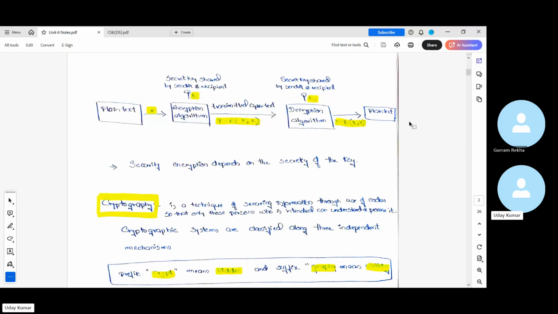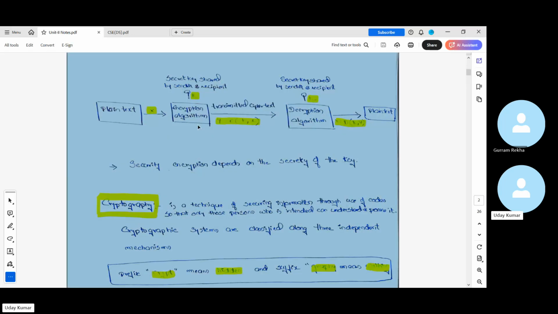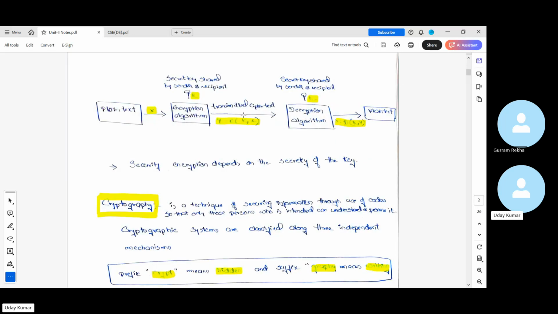So this is the diagram. Plain text X is the input given to the encryption algorithm. In parallel, you are giving the key as well. So this is the key, students, and once you get the ciphertext, that is transmitted over a network. So what is this ciphertext? Y is equal to E of k comma x. That's what is written here. Y is the ciphertext.